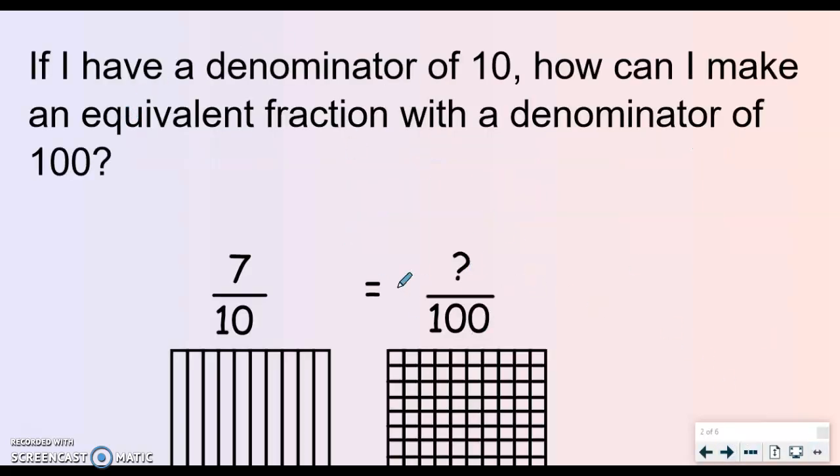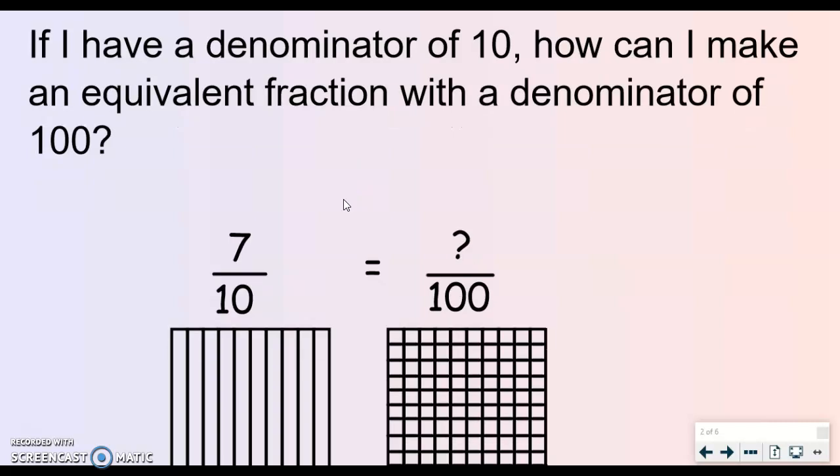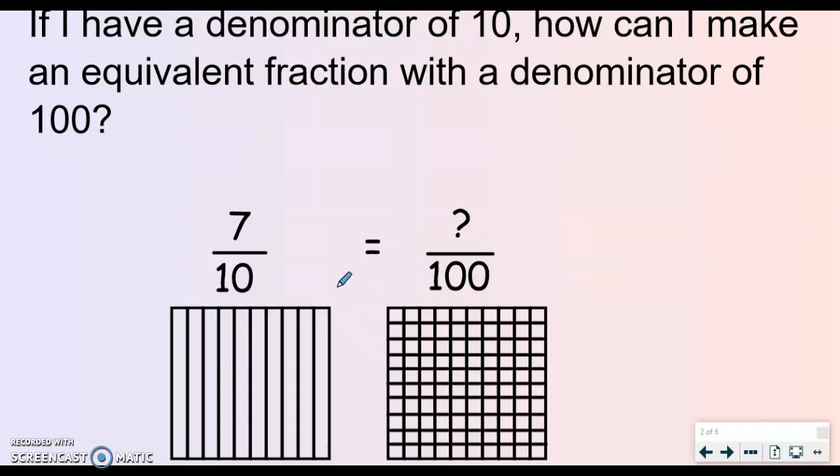Now we've already done equivalent fractions, so this really should be a review. If I have a denominator of 10, how could I make it equivalent with a fraction that has a denominator of 100? I have some models here to help us visualize. So 7/10 is equal to how many hundredths? Well, if I have 7/10, I'm going to shade in 1, 2, 3, 4, 5, 6, and 7. I'm just going to shade that amount in over here.